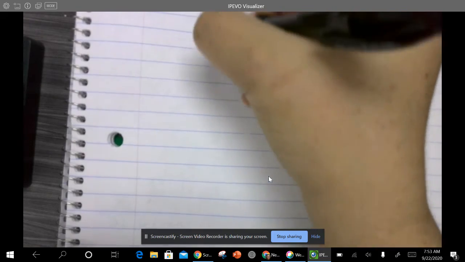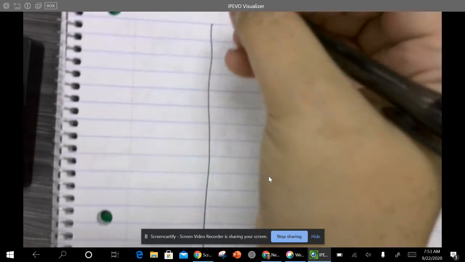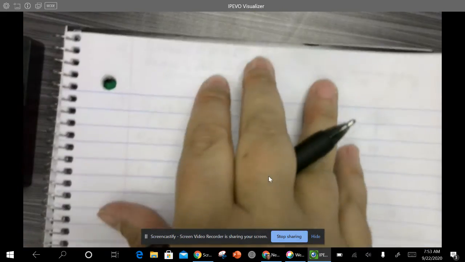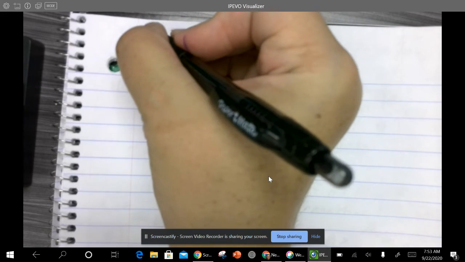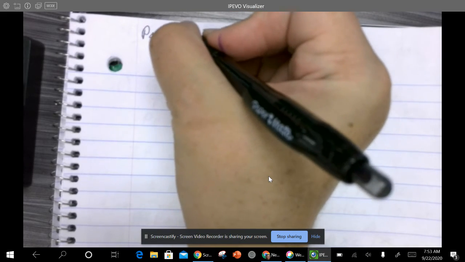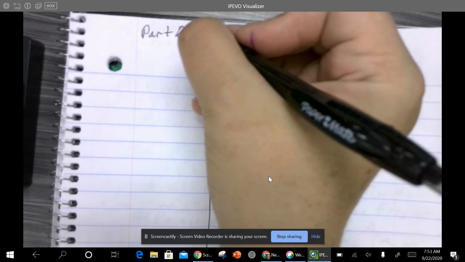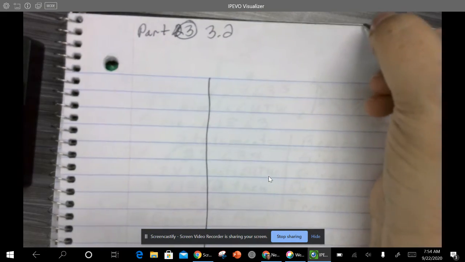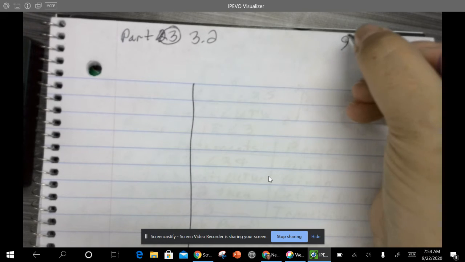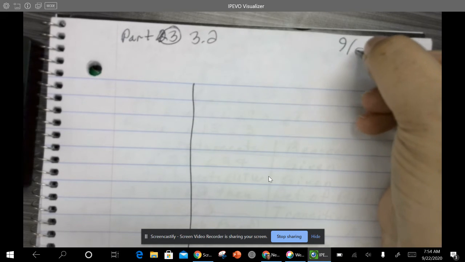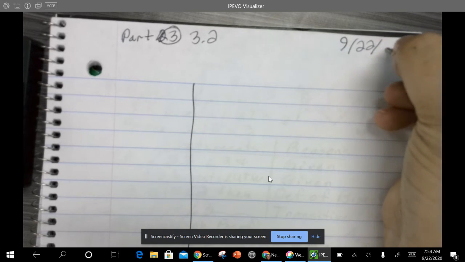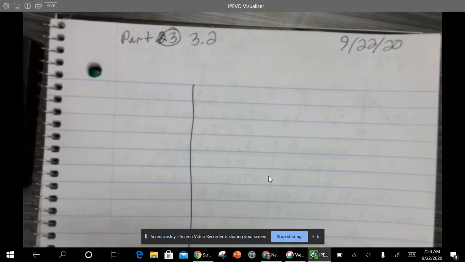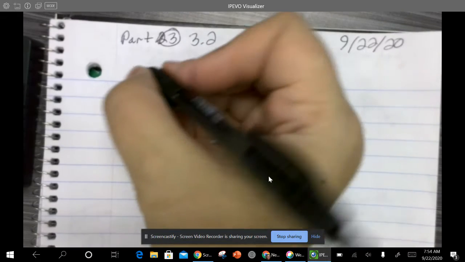Okay, let's look at some more examples of these, everybody. So this is solving an angle relationship, part 3. And this is a little bit of 3.3, we're at 3.2. So today is the 22nd. It's fall. Okay, so let's keep going on solving angle relationships.